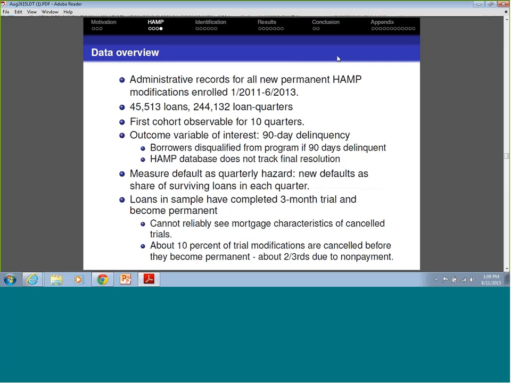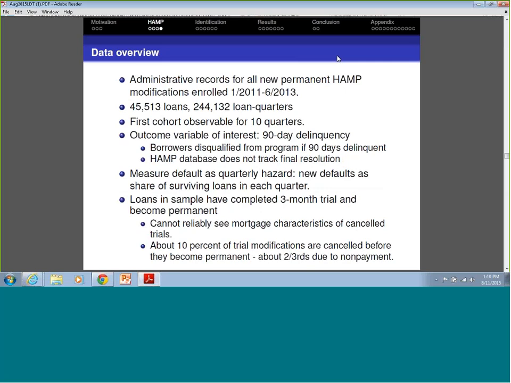We use the administrative records for all permanent HAMP modifications that were enrolled in the program from January 2011, after the first cohort had finished their trial period. Enrollment occurred through June 2013, and we observed loans through September 2013. We end up with a sample of 45,513 loans, which translates into roughly 244,000 loan quarters.